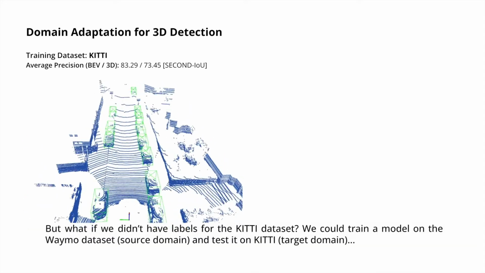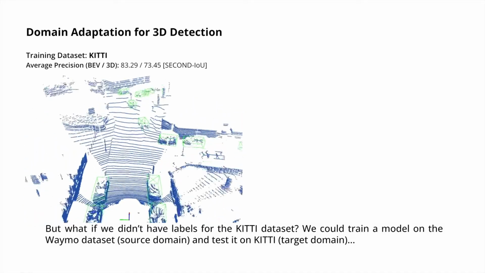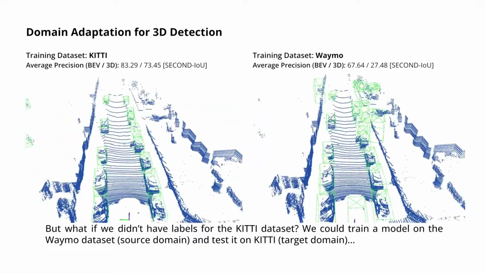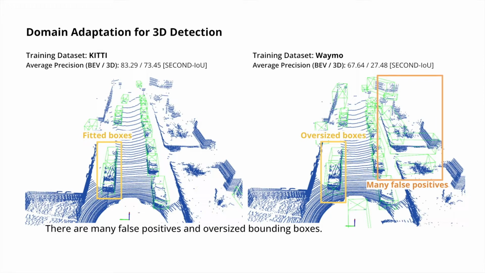But what if we didn't have labels for the KITTI dataset? We could train a model on the Waymo dataset and test it on the KITTI dataset. However, you can see that the detector doesn't perform as well. There are many false positives and oversized bounding boxes.